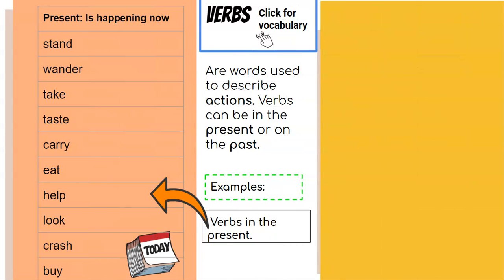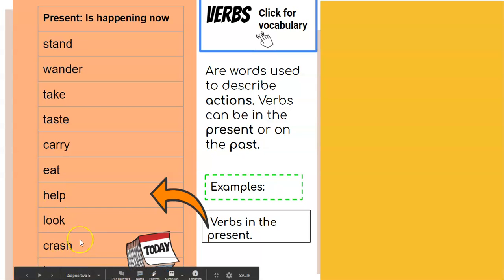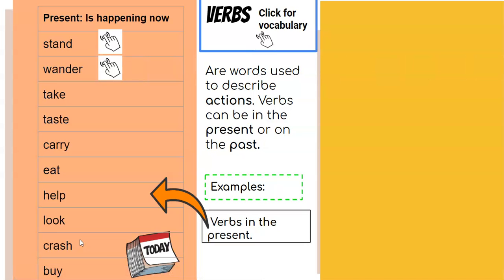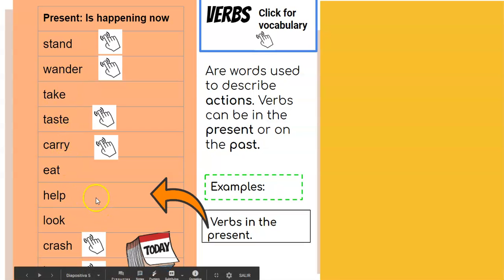We have stand, wonder, take, taste, carry, eat, help, look, crash, and buy. Here you will click to see what the meanings are. I didn't put them all because I know that there are some words that you already know. Eat, for example. You know what it is. So I am not going to put the vocabulary. But if you click there, you're going to get to the vocabulary.